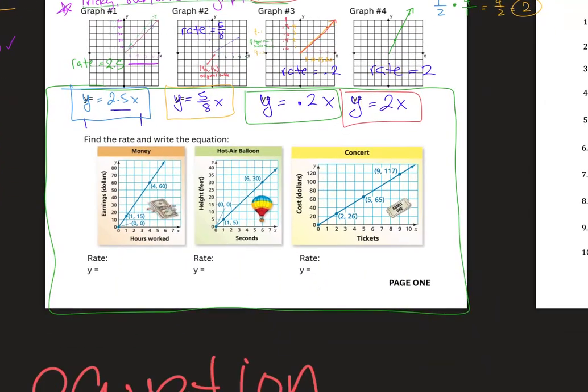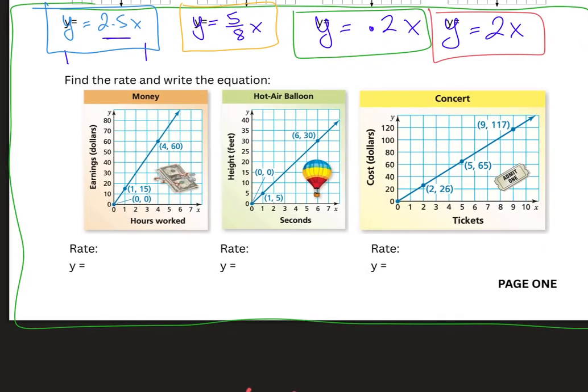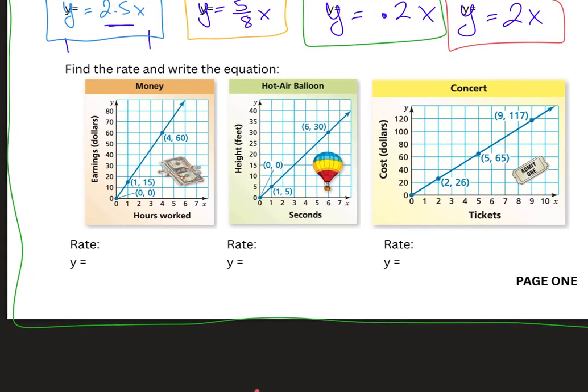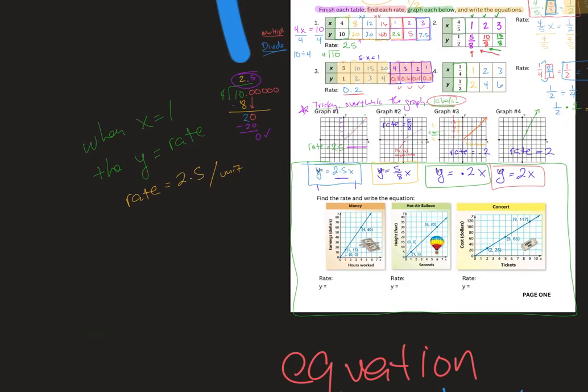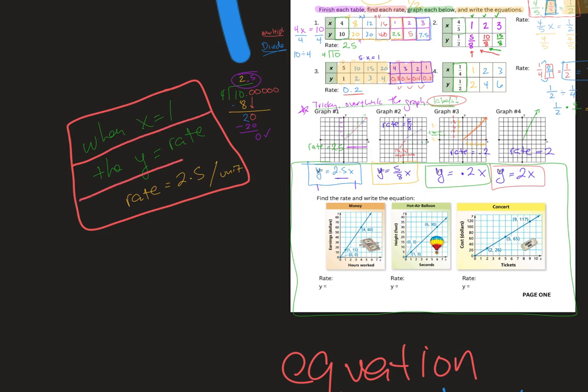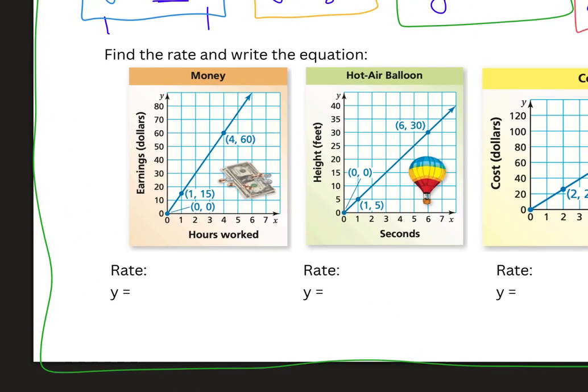So down here, you might think, well, dude, there's no table, there's nothing. This over here is going to help us. When x is 1, the y part is the rate. Oh look, x is 1. Then the y part is our rate. So we can just simply write 15, and we can write y equals 15x. It is literally that simple.